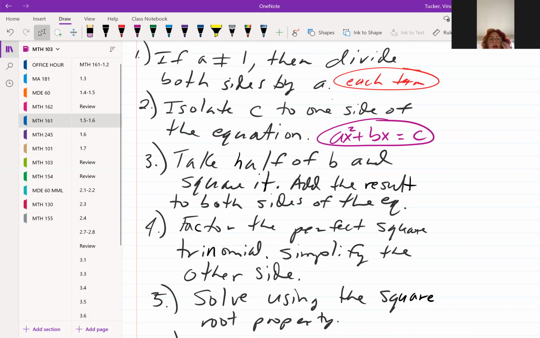Sorry, I'm still on number 1. It says if A doesn't equal 1, then divide both sides by A, or each term by A? Yes, all I'm saying is that we're going to divide each term by A. Yep. Gotcha. Okay, thank you. Yep, no problem.